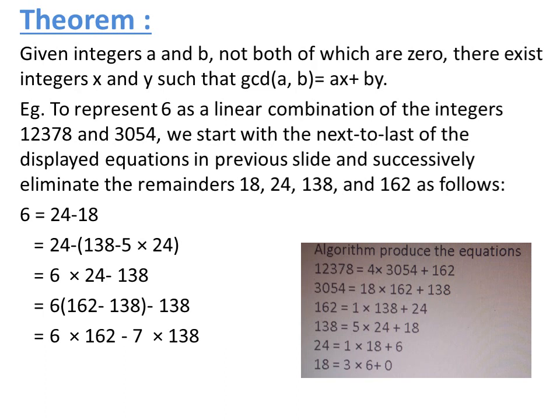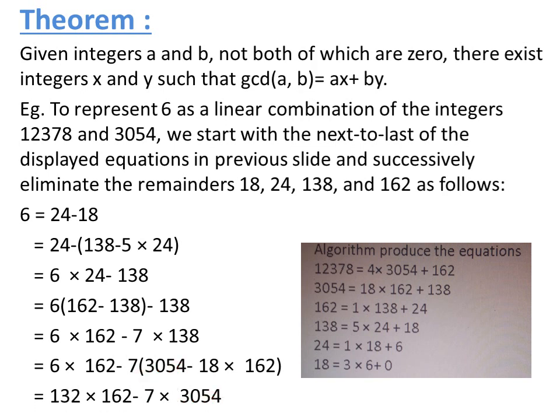So 138 can be written as 3054 minus 18 into 168 by shifting this term to LHS. So we will get this equation, right? So now we will collect coefficients of 162. So 6 plus 7 into 18, so we will get it as 132. So we get 132 into 162 minus 7 times 3054. So we got it, right?